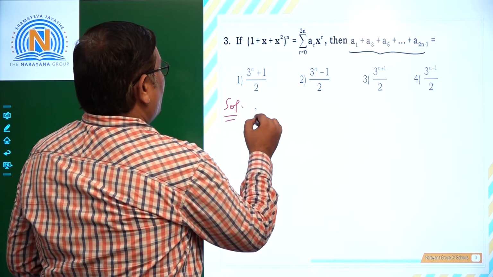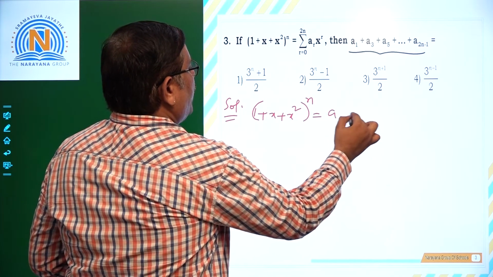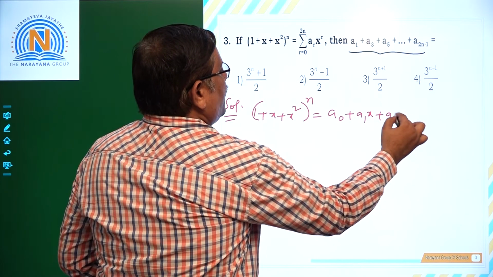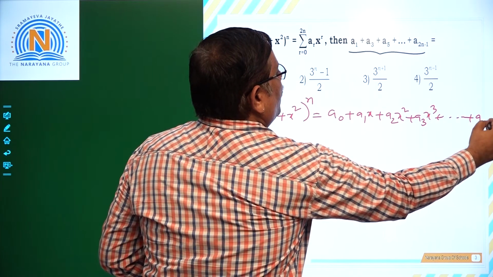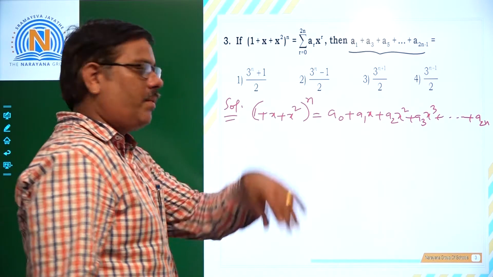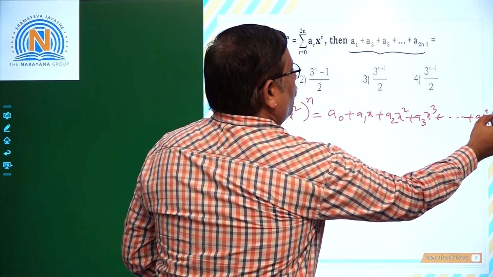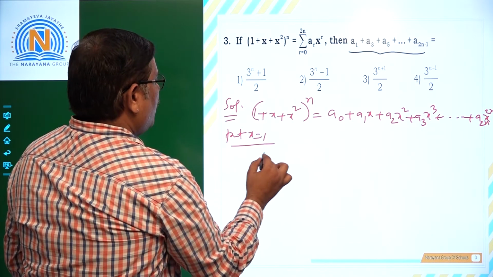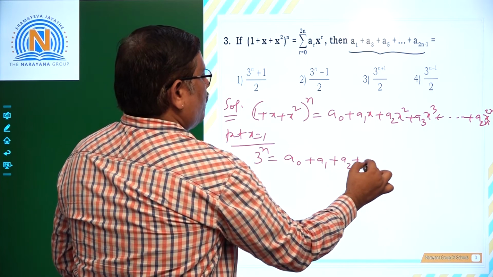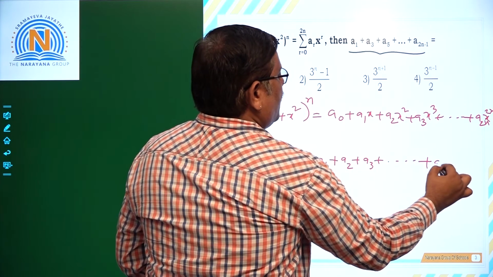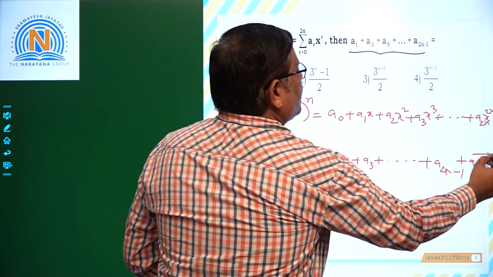Now what to do? (1 + x²)ⁿ is going to be A0 + A1x + A2x² + A3x³ + so on + A2n. Its previous term will be A2n−1. So put x = 1. Here up to x^2n also we have, right? Put x = 1, then 3ⁿ is going to be A0 + A1 + A2 + A3 + so on + A2n−1 + A2n. Let me write this as condition number 1.